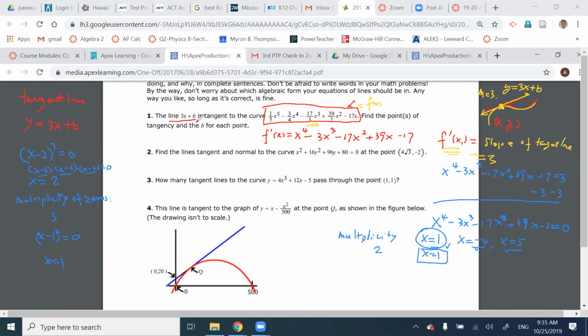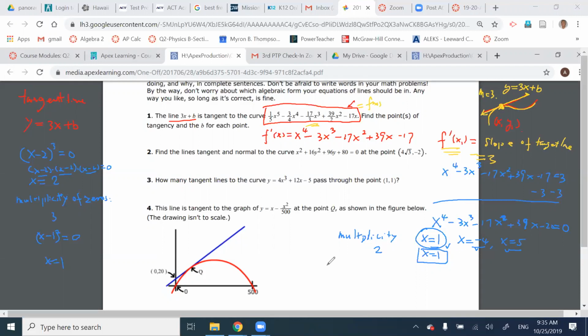Now, let's go back to this question here. They said to find the points of tangency. We find the x, and we're going to find the y, right? Not done yet, huh? What's the y? What's the y without calculation? 0.